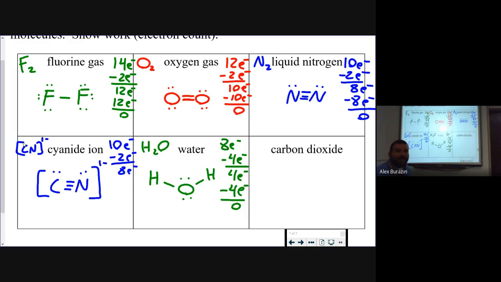Okay. All right. Carbon dioxide. Or sorry, let's check our water, right? Water's good. Hydrogen has 2. The other hydrogen has 2. The oxygen in the middle has 8: 2 bonds for 4, 2 lone pairs for 4 more. 8. Satisfied. Carbon dioxide is CO2.